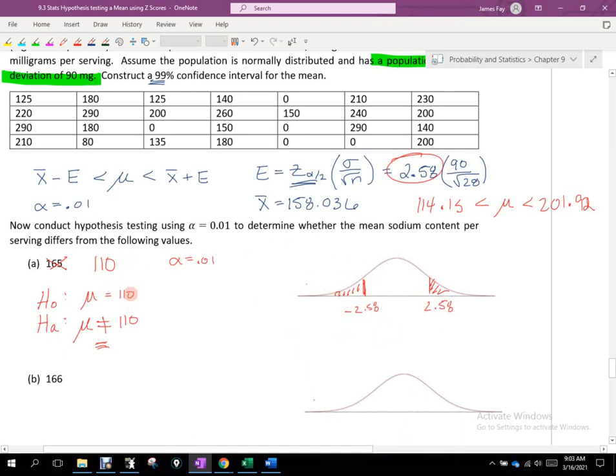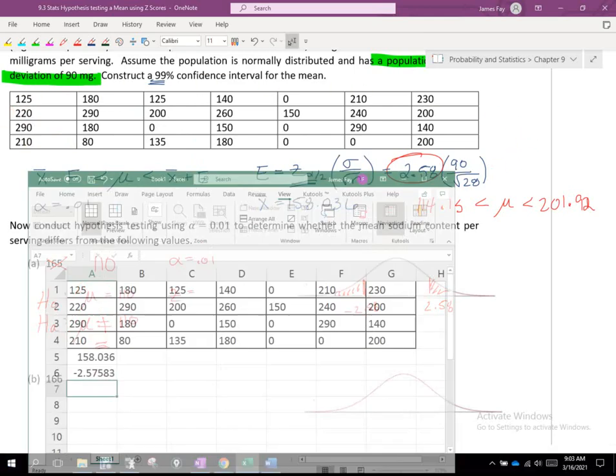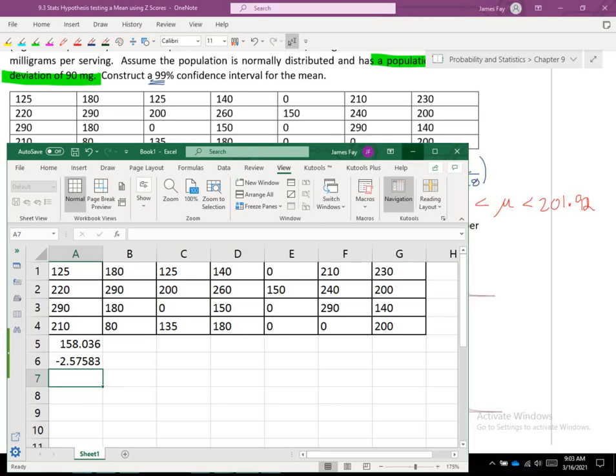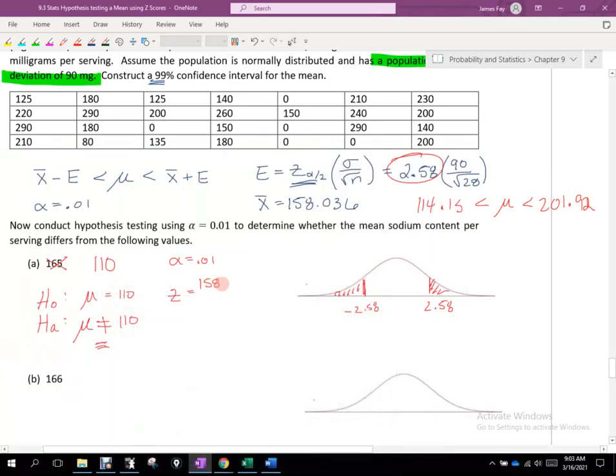Now we're going to run through our data and see if we've got a z-score, which is equal to x bar, which was the average of these, and we said that was 158.036, minus mu, which we're saying is 110, over sigma, which we said was 90, divided then by the square root of 28.